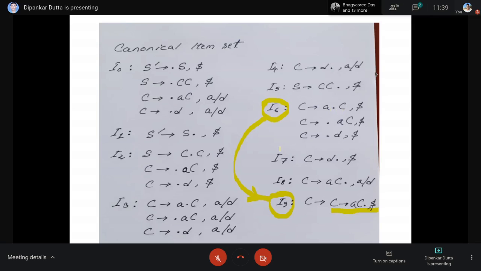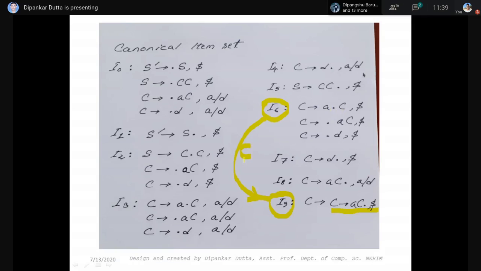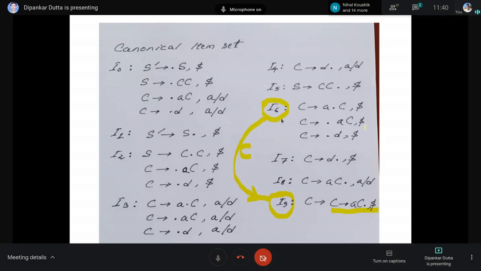What is the input symbol? Capital C. In I6, if we place capital C as an input, then it will move to I9. Similarly, if we place small a as an input, then we have to look for what? C implies A dot C comma dollar, where it is available. Is A dot C dollar available anywhere? Good, it is here itself.